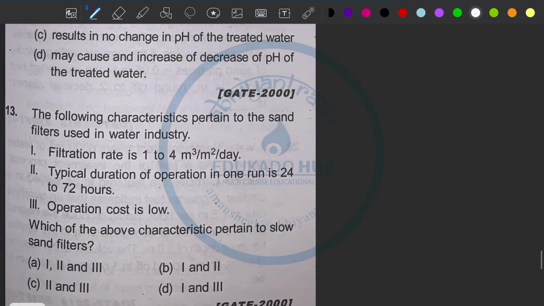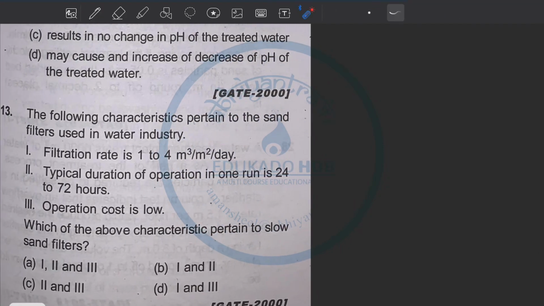So now it is question number 13, which is: following characteristics pertain to the sand filters used in the water industry. Filtration rate is 1 to 4 meter cube per meter square per day. Typical duration of operation in one run is 24 to 72 hours. Operation cost is low. Which of the following characteristics are correct?